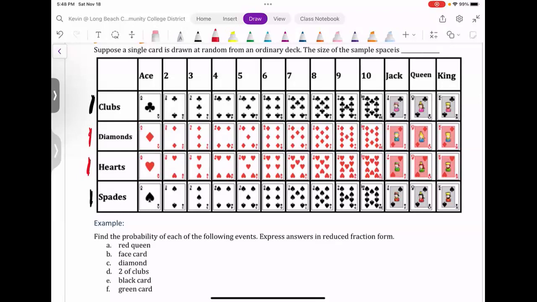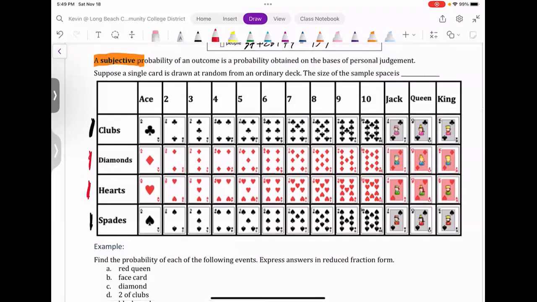In each suit, there are 13 cards. They are numbered 1 through 10. We don't call a 1 a 1, we call it an ace. And the last 3 cards are what are called face cards. We have a jack, a queen, and a king. That means that the total sample space is 4 times 13, or 52. That's going to be our denominator each time as we go through this.